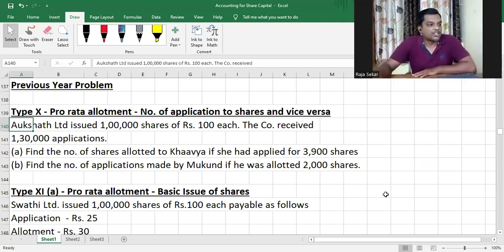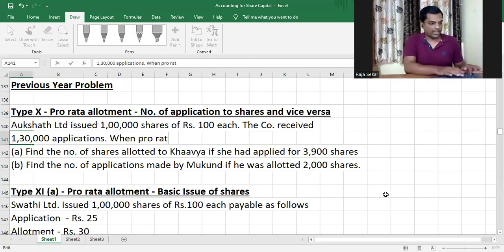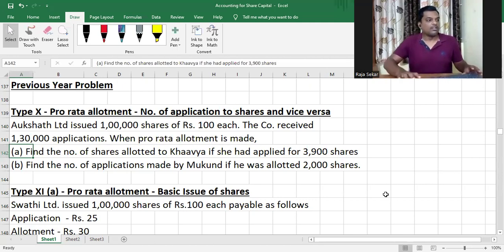XII Limited issued 1 lakh shares of rupees 100 each. The company received 1 lakh 30,000 applications. So XII Limited invited applications for 1 lakh shares, but it received 1 lakh 30,000 applications. Find the number of shares allotted to Kavya if she applied for 3,900 shares. It is given that pro rata allotment has been made, though that part is missing in the question. When pro rata allotment is made, we have to find the number of shares allotted to Kavya if she had applied for 3,900 shares.